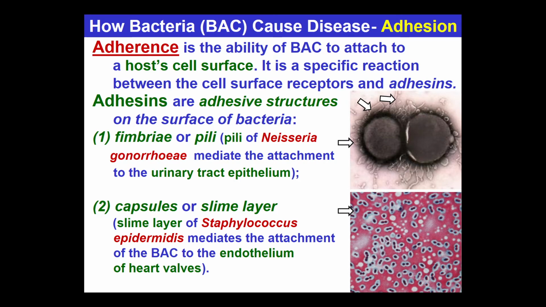Slime layer is not the individual capsule of one cell, but a collective capsule material surrounding a group of cells. The slime layer of Staphylococcus epidermidis mediates the attachment of the bacteria to the endothelium of heart valves. Staphylococcus epidermidis may migrate in the blood, attach and form colonies on the endothelial cells of the heart valves. In this adsorption of the staphylococcal cells to the endothelial cells of humans, the polysaccharide capsules of these bacteria play a very important role.